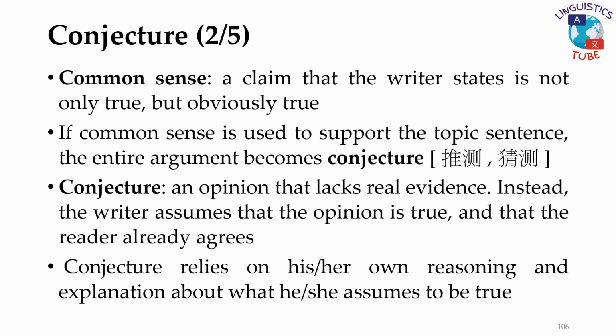The result of the use of common sense as support for the topic sentence is that the entire argument becomes a piece of conjecture. Conjecture is an opinion that lacks valid evidence. Instead, the writer assumes that the opinion is true, because the writer assumes that the reader already agrees with the opinion. So, in an argument with conjecture, the writer makes a claim, but has no evidence to prove it. Therefore, instead of using external, objective evidence to convince the reader that the arguments are valid, the writer relies on his or her own reasoning and his or her own explanation about what he or she assumes to be true. Therefore, the writer makes the claim because he or she assumes it is true, but does not present evidence to prove that it is true. This is a catastrophic weakness that will guarantee a low grade.